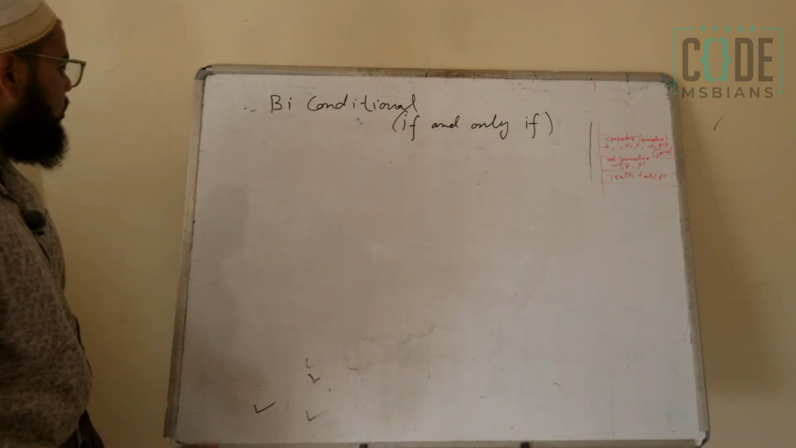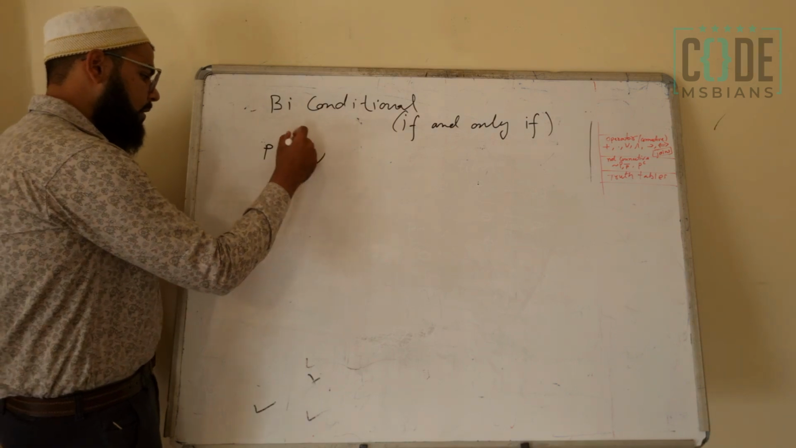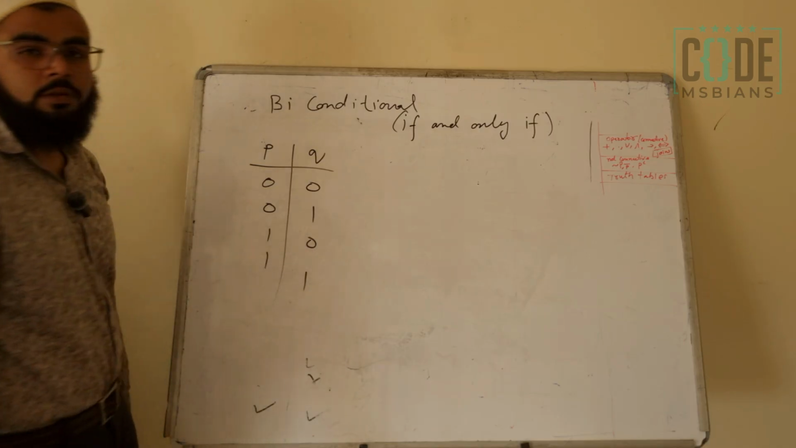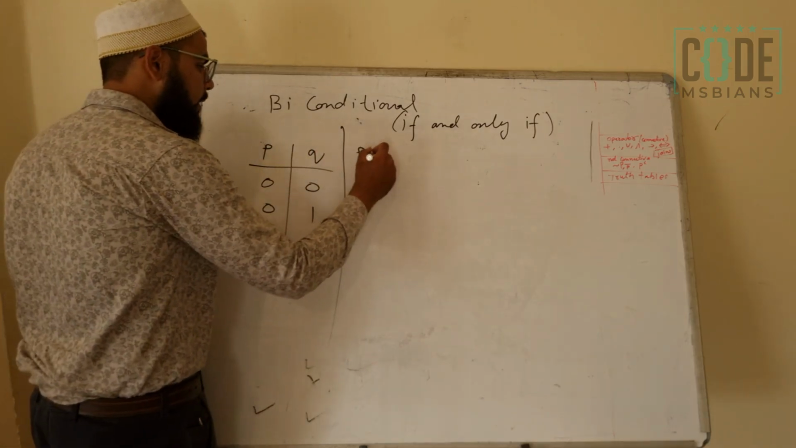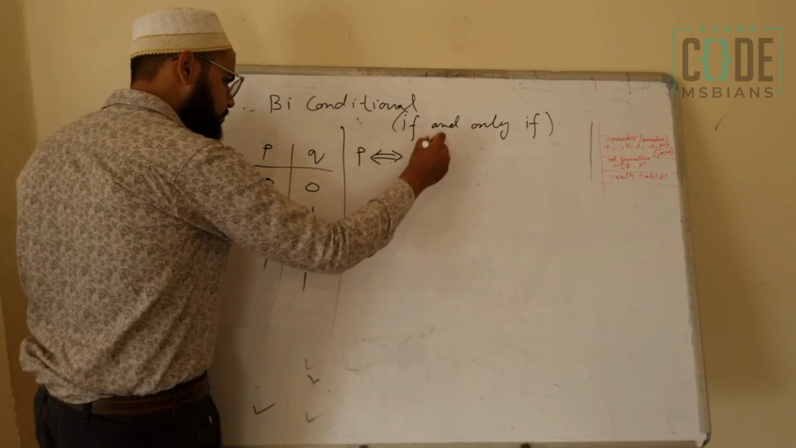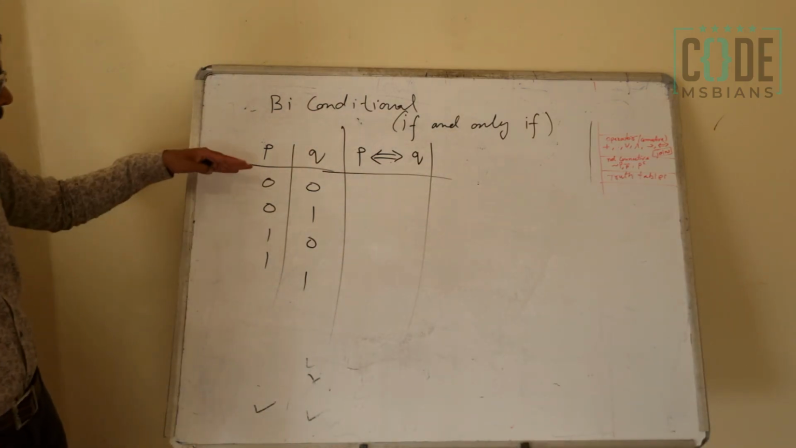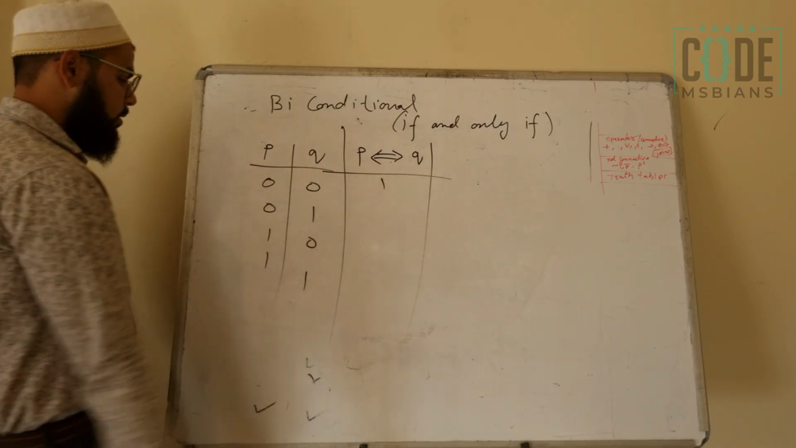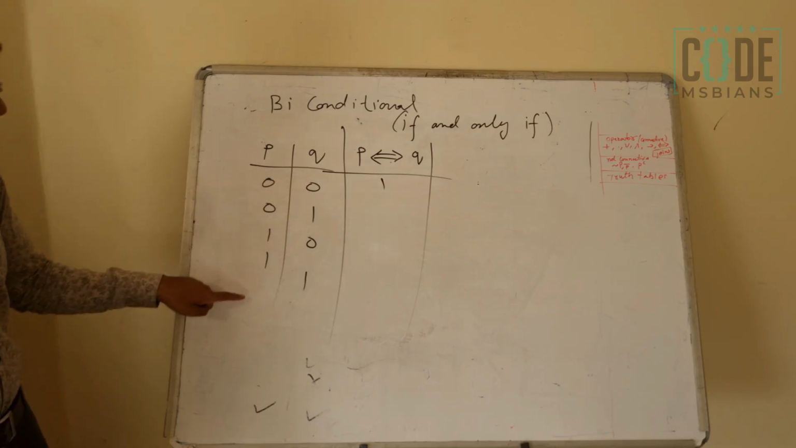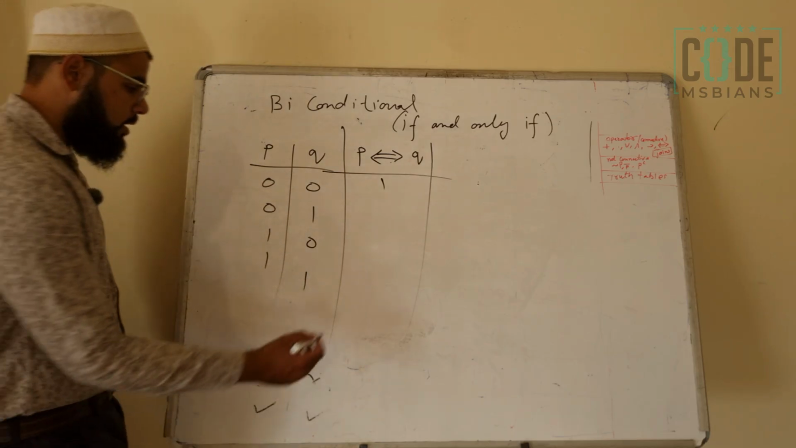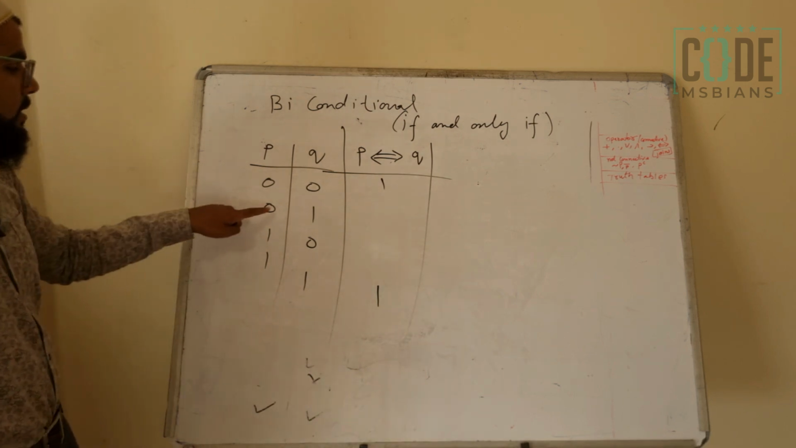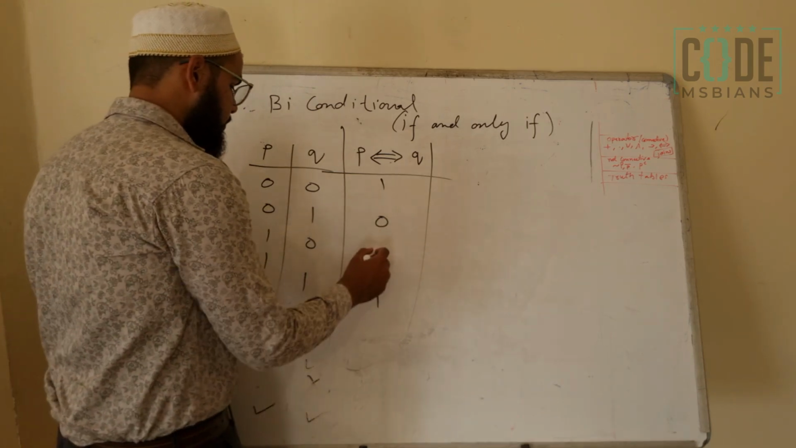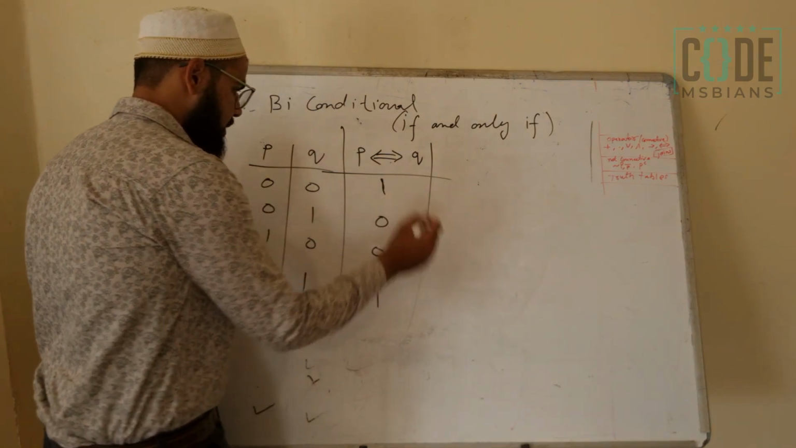For example, let's say you are having two values here, P and Q, and in P and Q you are having 0 0, 0 1, 1 0, 1 1. Now what is P bi-conditional Q? We can see clearly in row number 1 and in row number 4 both the values are equal. Here P and Q are 0 0, and here P and Q are 1 1. So in both the conditions it is 1. But here one is 0, second is 1, and here one is 1 and second one is 0. So that is not possible, that is not true. That will give you the false value, which is 0.